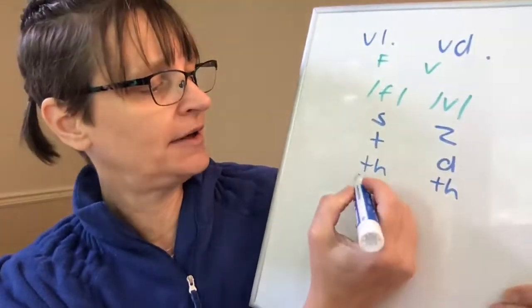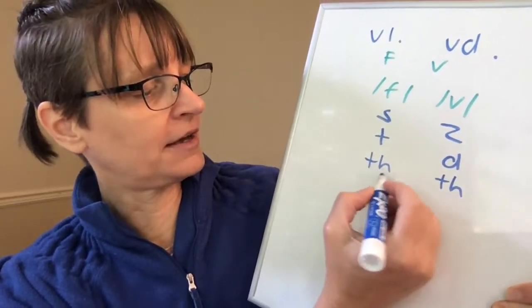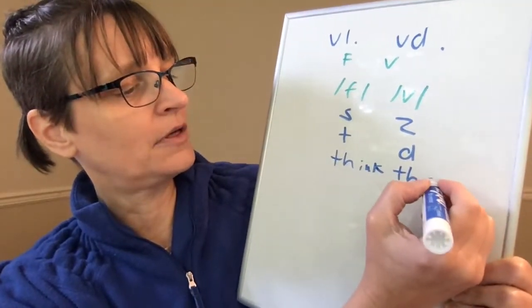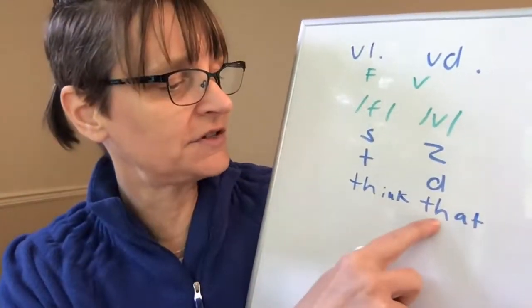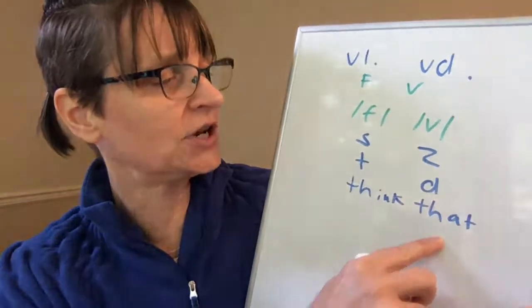For example, in the words think versus that. So when I say that, my voice is on for that TH. When I say think, my voice is not on for that TH.